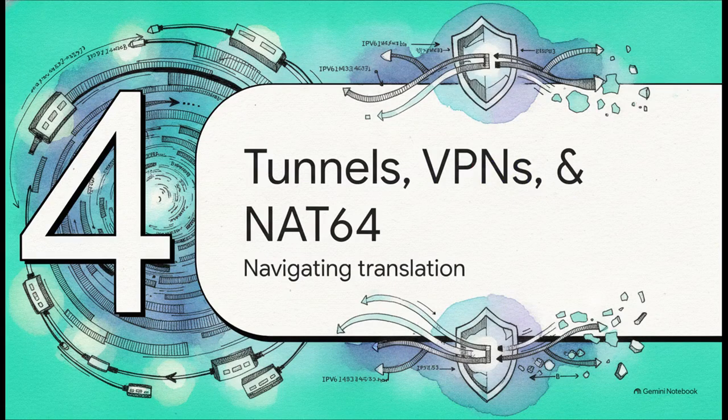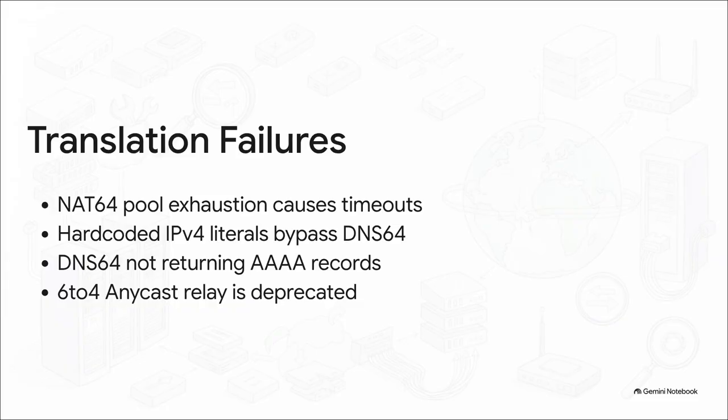Now for Section 4, Tunnels, VPNs, and NAT64, Navigating Translation and Encapsulation. Let's look at how IPv6 talks to legacy IPv4 networks in production. When bridging that gap between IPv6-only clients and IPv4 servers, NAT64 and DNS64 are brilliant tools. DNS64 basically synthesizes fake IPv6 addresses for legacy servers and routes them into NAT64.